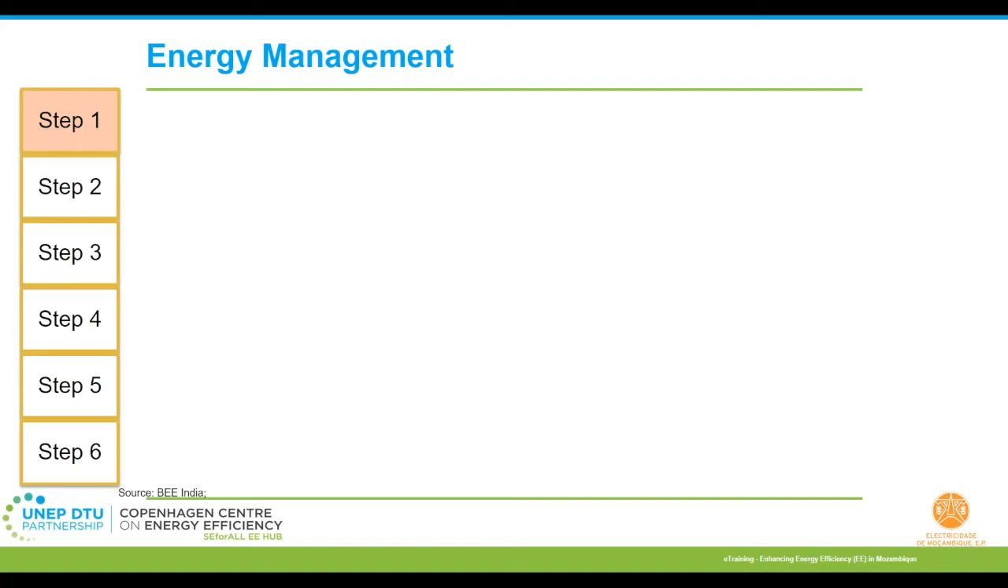So I will quickly go through 6 steps covering all the necessary aspects that need to be present in a successful energy management system. Please note there is a lot more depth one can go into for understanding and adopting the energy management system. It also needs to be modulated as per one's requirements.